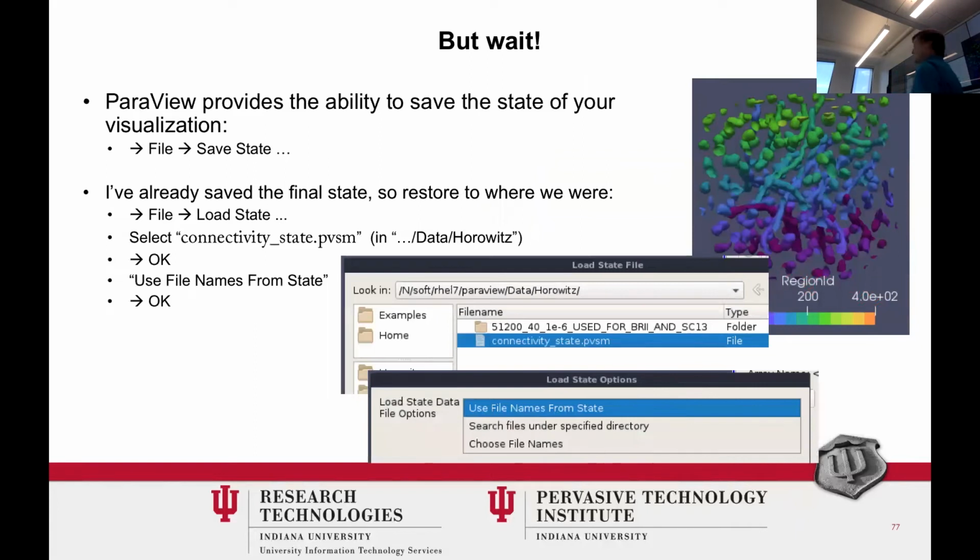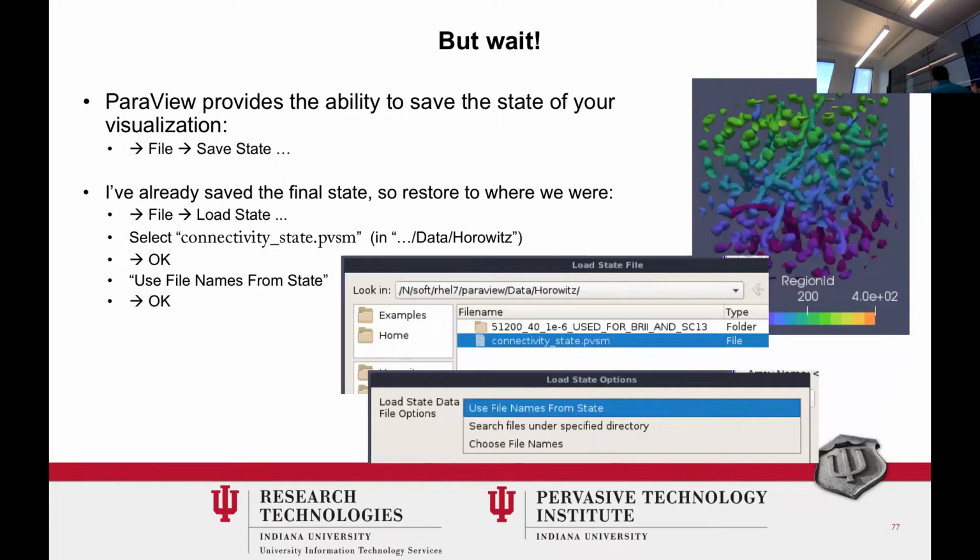Here's the slide on saving state, right? So I already showed you the save state, load state, so I just showed you loading it. You can also, of course, save it, and it'll save all the parameters exactly how you had it. I saved it earlier, so if you wanted to jump right in, you could jump right to the last one where I have the connectivity state. PVSM is ParaView state machine or state model, and it has this format. It's actually Python code, a Python script that will reload everything back to the way it was.